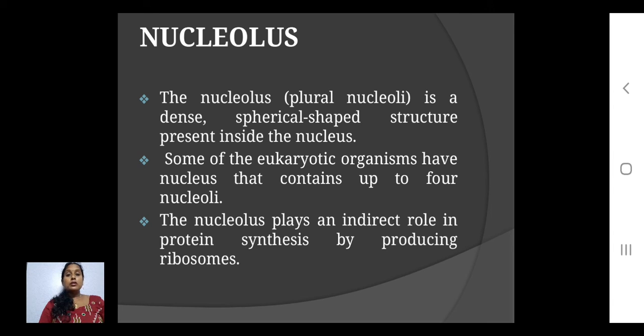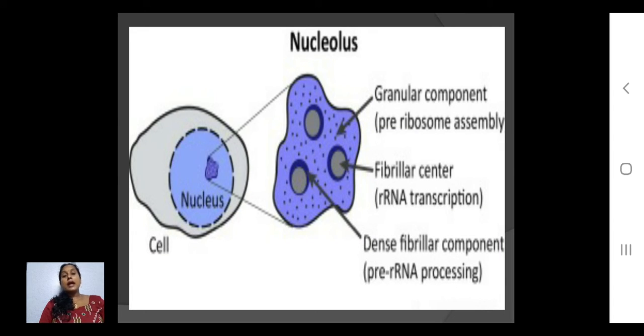So when we are talking about the nucleoli, the major role is that the nucleolus plays an indirect role in protein synthesis by producing ribosomes. The nucleolus has a granular component of pre-ribosome assembly, a fibrillar center, and a dense fibrillar component. You can see that from the cell we can differentiate the nucleus, and from inside the nucleus we have enlarged the nucleolus.